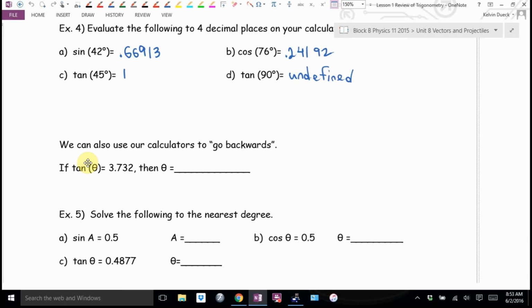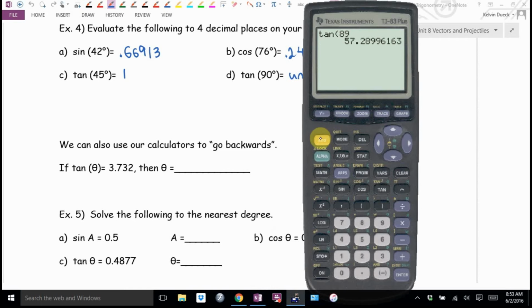So if I took the tangent of theta and I got 3.732, what was my original angle? How do I find that? How do you go backwards? It's going to vary from calculator to calculator. Some of your calculators will call it an inverse button right here. Some of you will have a shift button right here. Some of you will have a second function right here. Mathematically, we call it inverse tangent or arctangent.